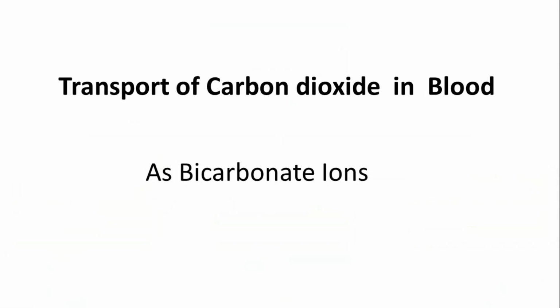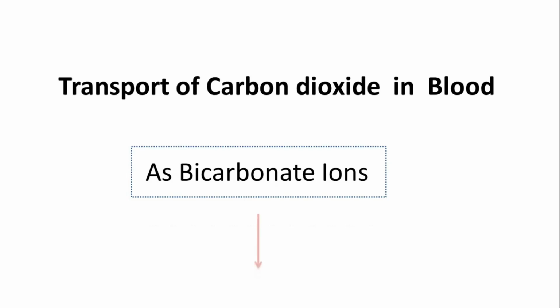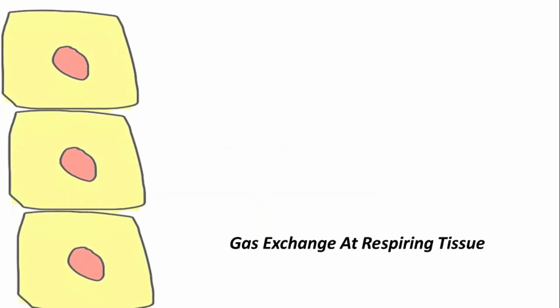Approximately 70% of the carbon dioxide is transported as bicarbonate ions in our blood cells. The formula of bicarbonate ions is HCO3 minus. They are also known as HCO3 minus ions. So let's discuss this very interesting topic of how carbon dioxide is transported in our blood as bicarbonate ions.